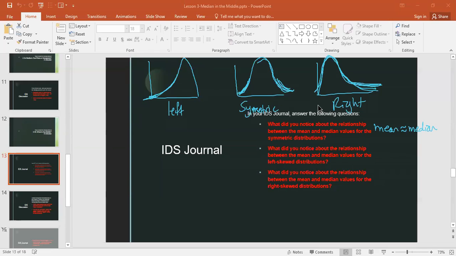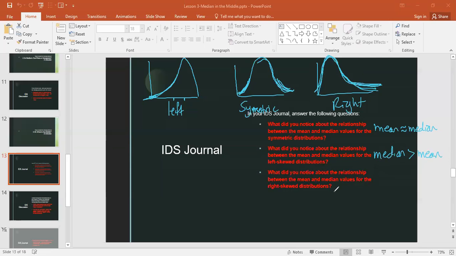Okay. So Janelle says that for left skewed data, she noticed that the median was higher than the mean. Our mean would probably be here, and our median would end up here. So for left skewed data, our median was greater than our mean. Then does that mean for our right skewed data, it was the reverse? Can anyone confirm? Is that what you noticed? For right skewed, was our mean greater than our median?